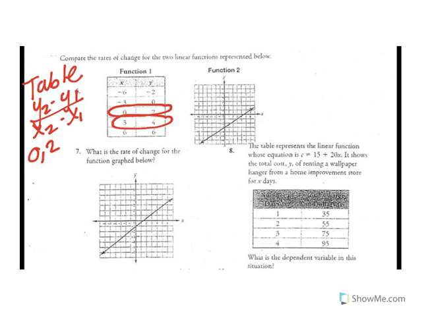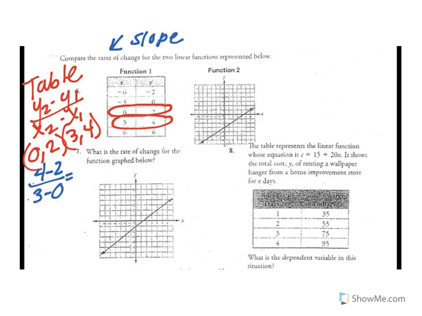like 0 and 2 and 3 and 4, and you plug them into that equation, y2 minus y1, to figure out what the slope is. Because when you're comparing the rate of change, you're actually comparing the slope. So you would do 4 minus 2 over 3 minus 0. So your slope would be 2/3 for function 1.